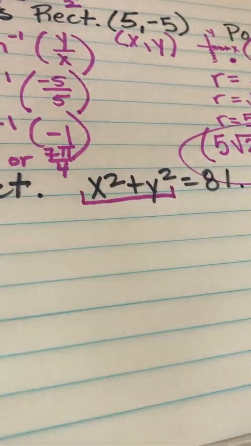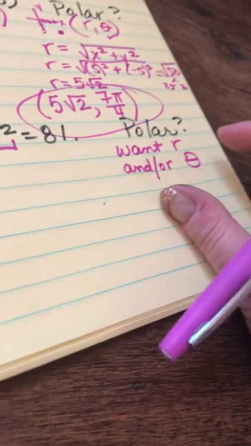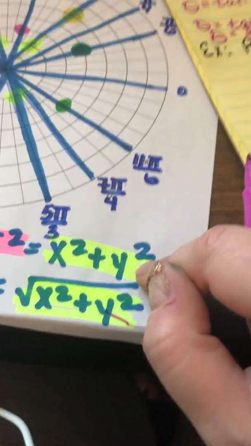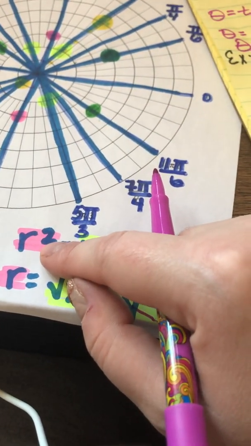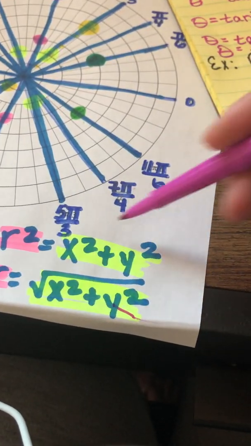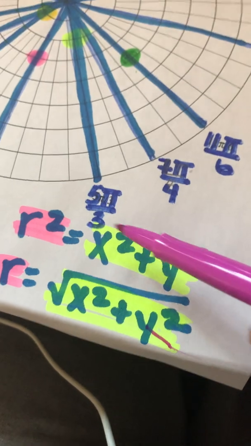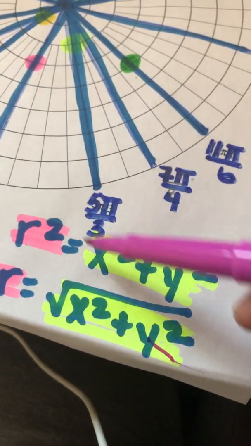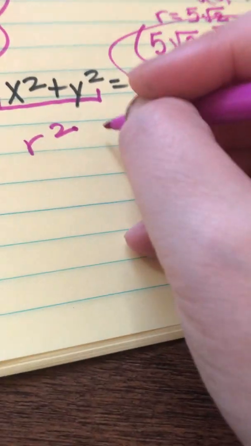Okay, well, let's see if maybe there's an equation for x squared plus y squared. Maybe x squared plus y squared is equal to like r or theta. Let's see. x squared plus y squared is equal to r squared. Well, we want r, so that's close enough. So instead of this x squared plus y squared, I'm going to replace it with r squared, because it's kind of like an identity. I see x squared plus y squared, and I'm going to replace it with r squared because they're equal. And then the 81 just stays.